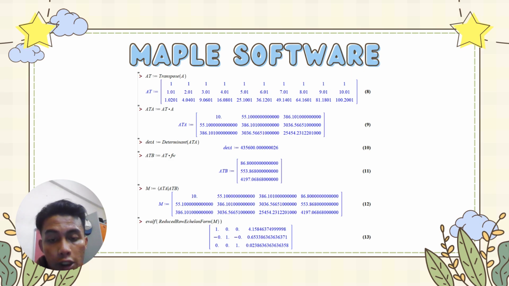And we want to reduce the matrix with the RREF, which is reduced row echelon form, and we get the final answer. And we can see here for x to the power of 0, we get 4.1584. For x to the power of 1, 0.6533, and for x squared, we get 0.02386.